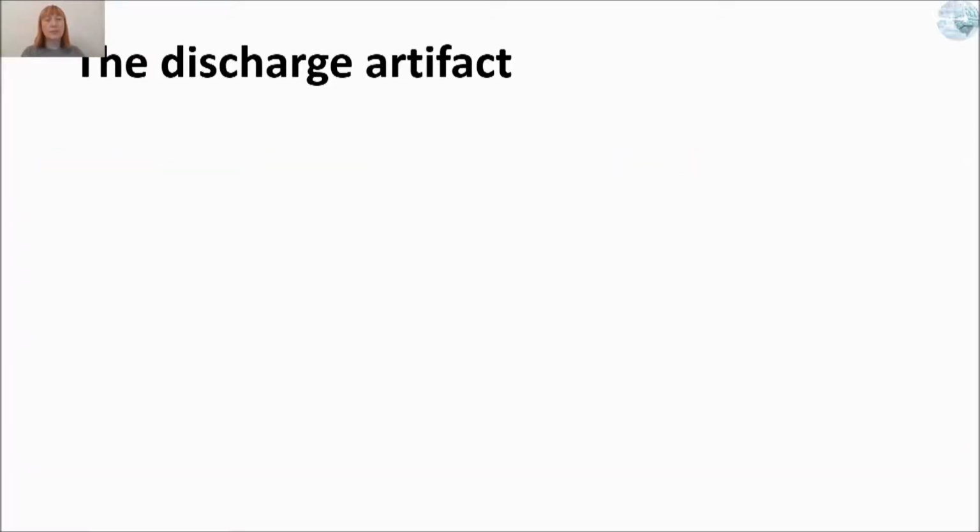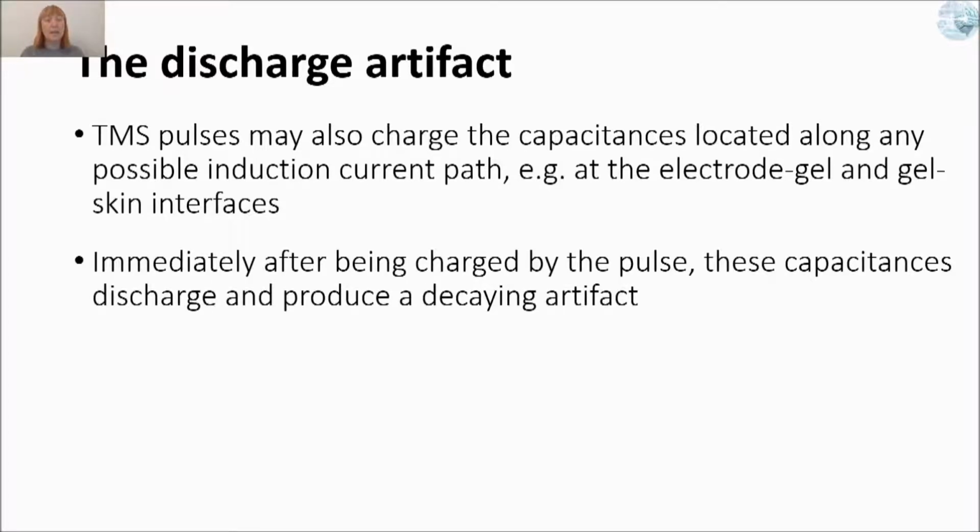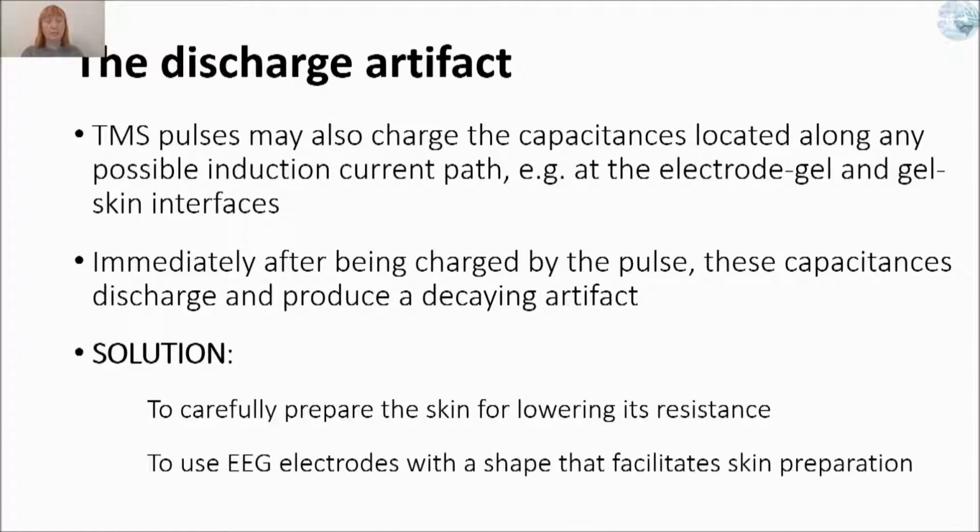This artifact is due to the fact that TMS pulses may charge the capacitances located along any possible induction current path, such as at the electrogel interface and at the gel-skin interface. Immediately after being charged by the pulse, these capacitances discharge and produce a decaying artifact. The solution to get rid of this artifact is to carefully prepare the skin for lowering its resistance and to use EEG electrodes with a shape that facilitates this skin preparation.